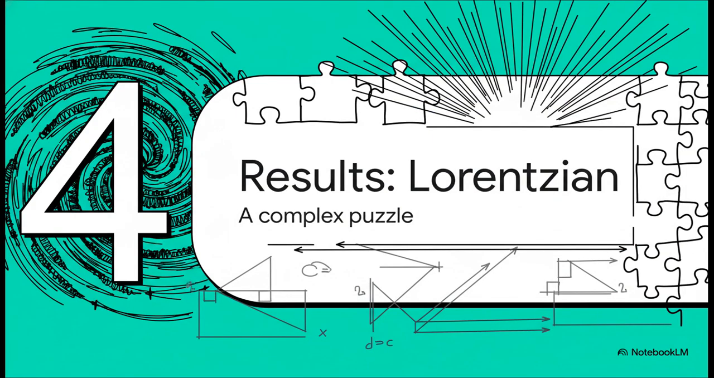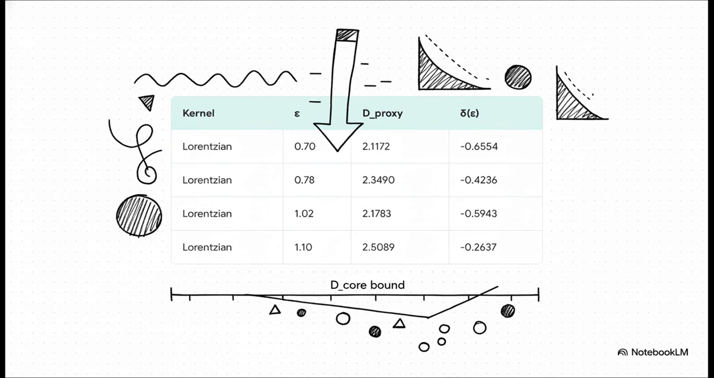All right, now let's turn our attention to the third case, the Lorentzian kernel. If the WBA and alien results were a clear, consistent story, the Lorentzian results are, well, they're a lot more complicated. And here is the big surprise. Look at this data. In stark contrast to the other two kernels, the diameter proxy for the Lorentzian is below the d-core bound at nearly all the points tested.